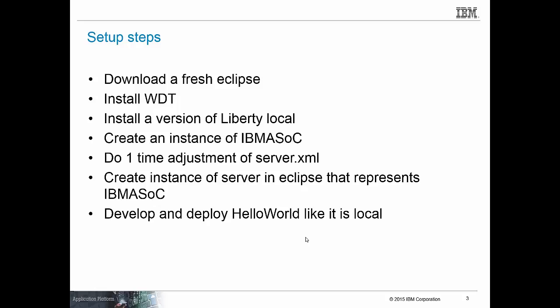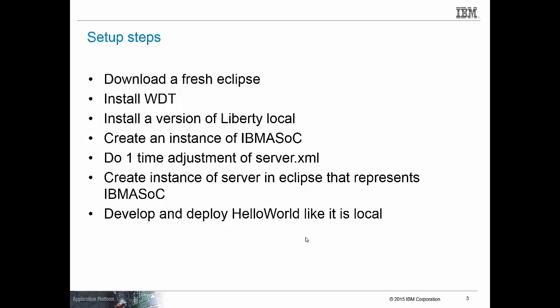The steps we're going to go through are pretty simple. There are a couple areas that will get better over time, but this will get you started. You start by downloading a fresh copy of Eclipse. We'll install the WDT tooling and the extensions to Eclipse. We'll install a local version of Liberty onto your machine, and that's used to help do debugging and other things. And then we'll create an instance of the IBM Application Server on the cloud.